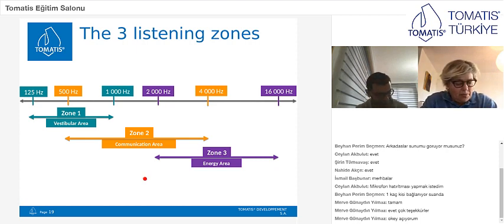So we remember that the programs are built up in function of the 3 listening zones. So the vestibular area or the vestibular zone from 125 to 1000, communication area from 500 to 4000, which is zone 2, and zone 3, the cortical arousal energy area from 2000 to 16,000.